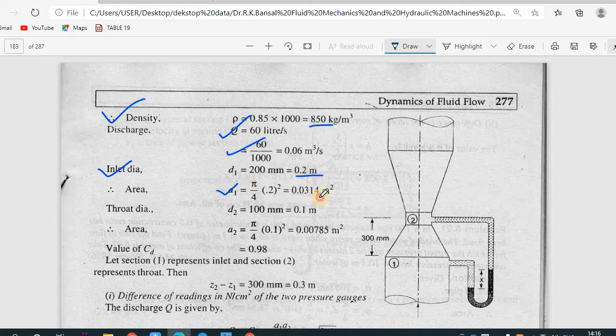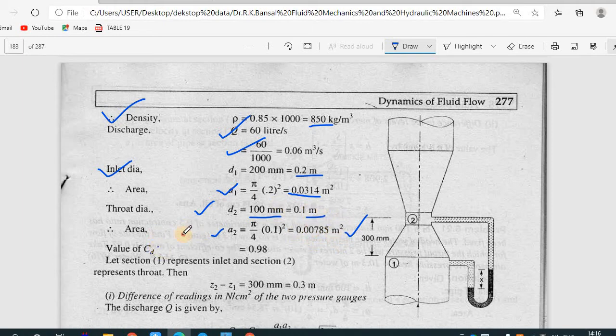So first area is coming out to be 0.034314 meter square. The diameter of throat is also given, which is 100 mm, divided by 1000, so it will be 0.1, and then we'll get the A2 value, which is pi by 4 into 0.1. So this is the area for the second section.